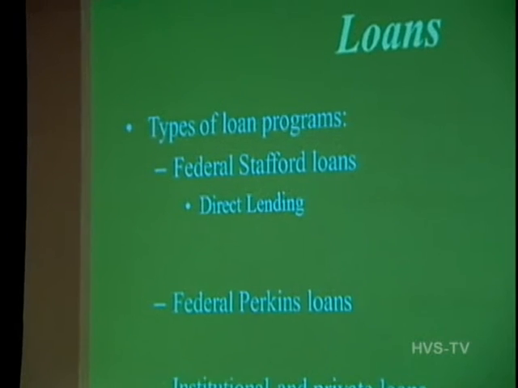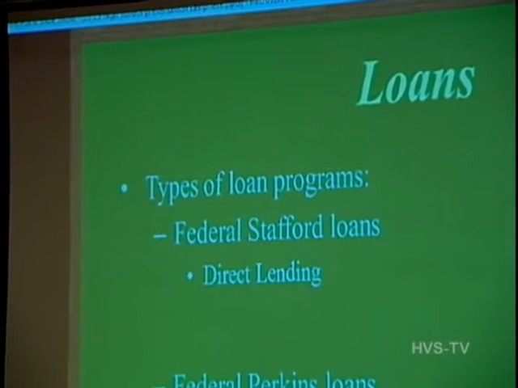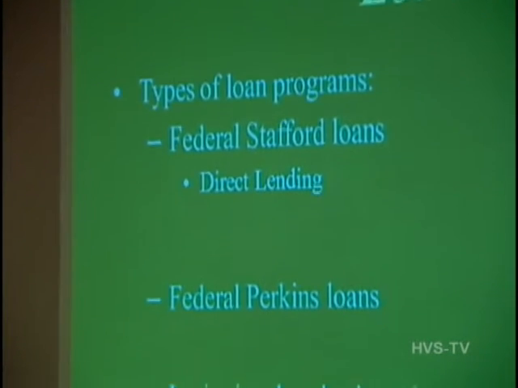All right, next we're going to talk about loans. That's the last form of financial aid. The types of the loan programs that are available are the federal Stafford loans, which are funded through the direct lending program through the Department of Education. There are also federal Perkins loans out there and institutional and private loans as well.